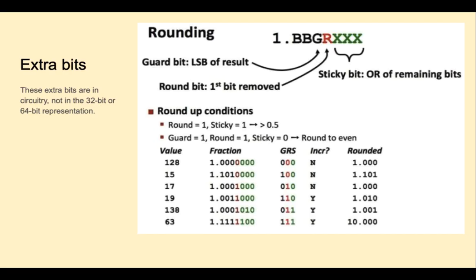The IEEE 754 standard specifies 2 bits that are kept to the right during arithmetic operations. These bits are in the circuitry, but not in the final result. The guard bit is the first extra bit to the right. The round bit is the second bit to the right. Further, a sticky bit is set whenever there are non-zero bits to the right of the round bit.